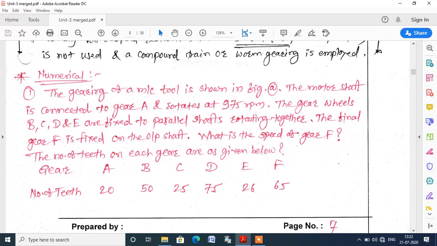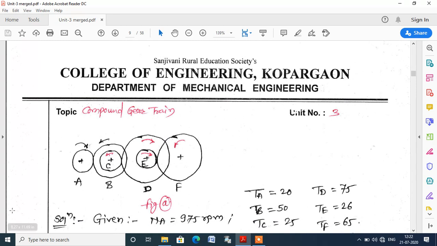Here, the number of teeth on each gear is mentioned in the problem. Gear A has 20 teeth, gear B 50, gear C 25, gear D 75, gear E 26, and gear F 65. Now this is the figure. Gear A meshes with B, and B and C are compound gears. C meshes with D, D and E are compound gears, and E meshes with F.